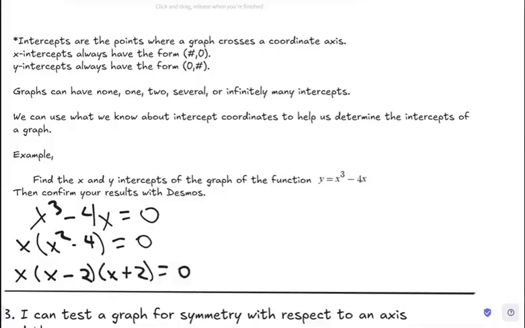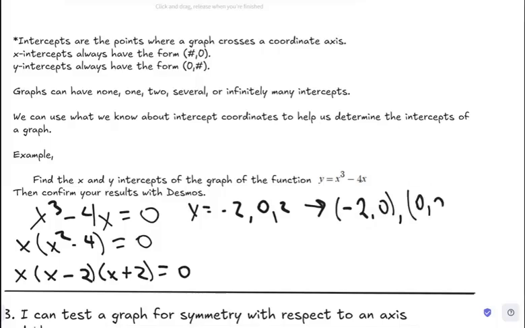And then we set each of those factors equal to 0, so we would get x equals -2, 0, and 2. So that would result in the points (-2, 0), (0, 0), and (2, 0). Notice all of them have a y coordinate of 0. To find the y-intercepts, all we do is let x equal 0.